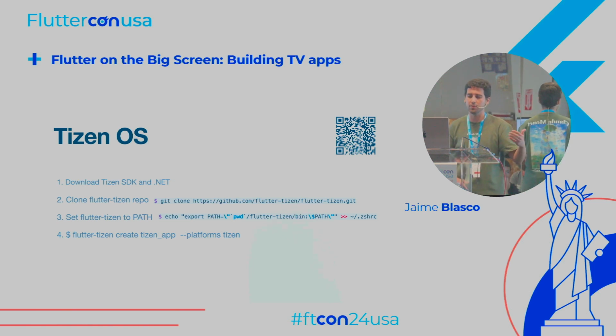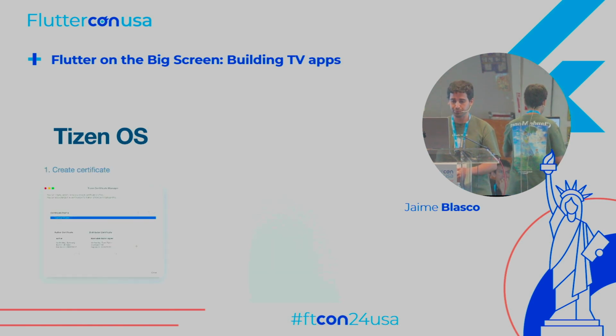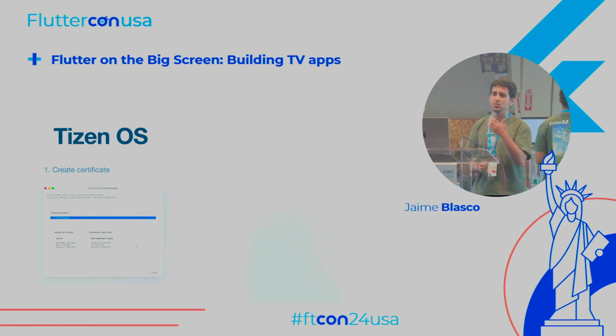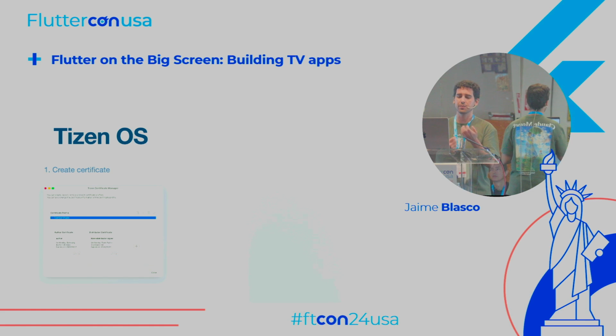So you will call Flutter Tizen create, platform Tizen, and it will create a project itself that focuses on targeting Tizen. With this, you can build your app, you can add your plugins itself, and if you want to test it out or launch it, you will have to create a certificate. It's very similar to the Apple certificate for developing and distributing, and it's also in the Getting Started guide.